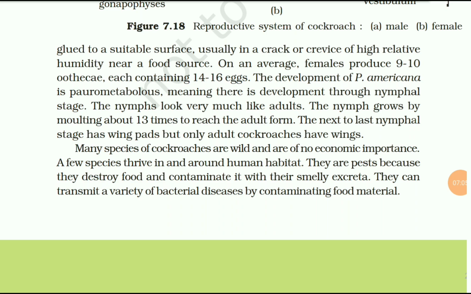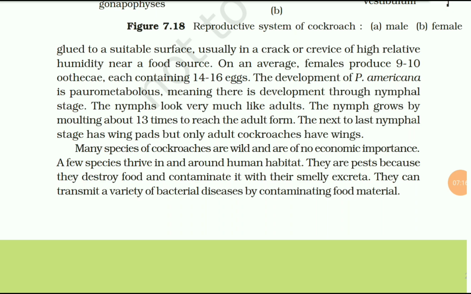The development of Periplaneta americana is paurometabolous, meaning there is development through a nymphal stage. This is an important line. The nymphs look very much like adults. The nymph grows by molting about 13 times to reach the adult form.